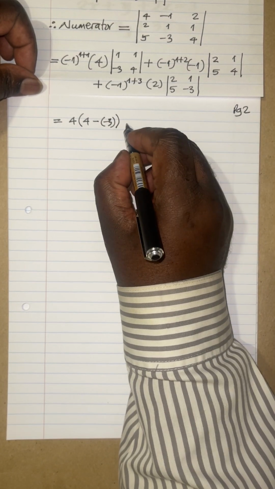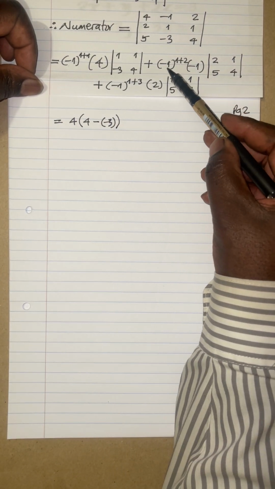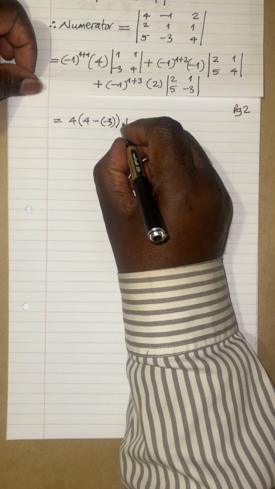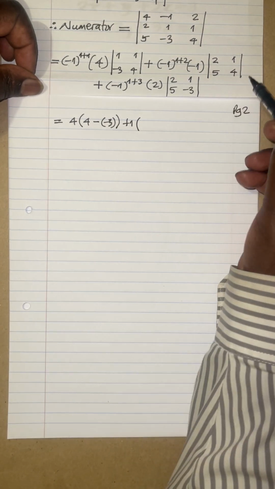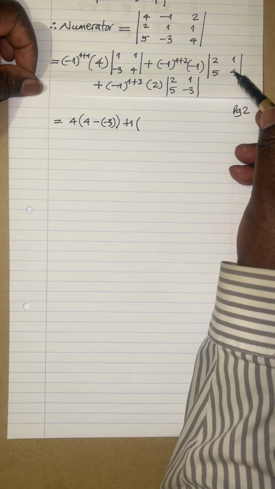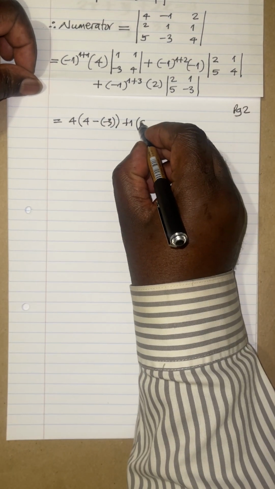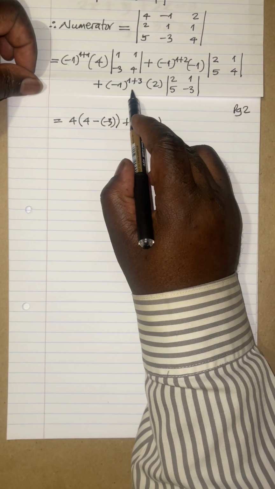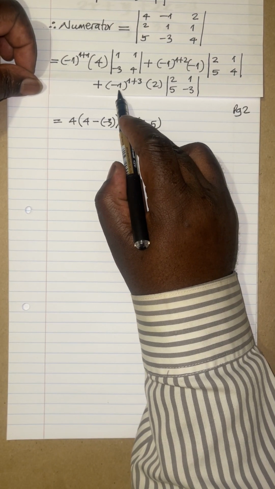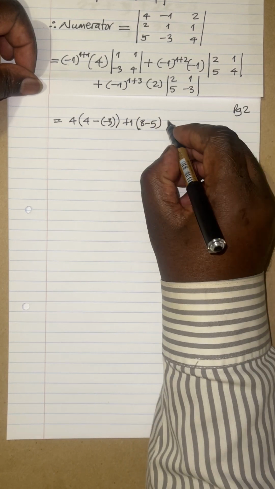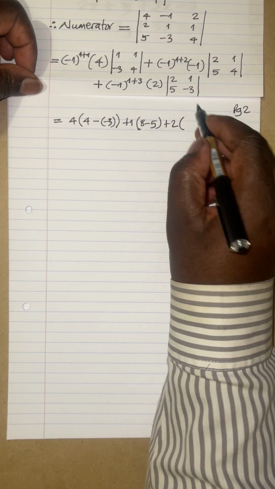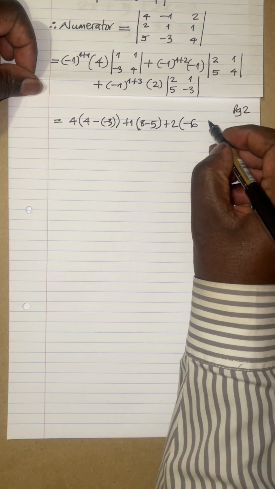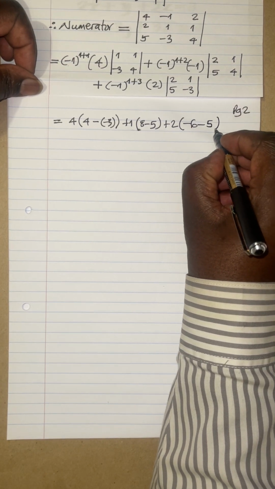And then I have that plus, because this is minus 1 to the power 3 is minus 1 times 1 is 1. That's why I was saying plus 1. And then I'm going to say that's product of 2 and 4, 8 minus 5. And then I'm coming here and I'm going to say this is positive 1 because minus 1 to the power 4 is 1 times 2 is positive 2. And then here I'm going to say minus 6. 2 times minus 3 is minus 6. Then minus 5 times 1 is minus 5, like so.